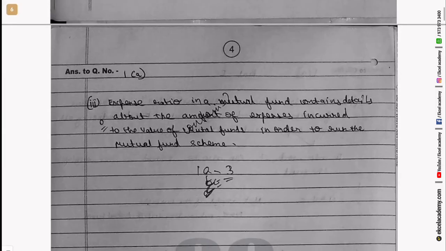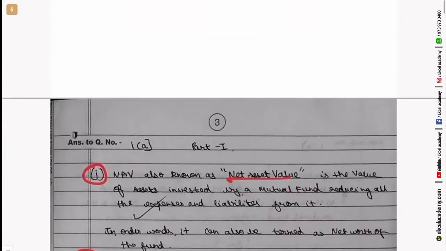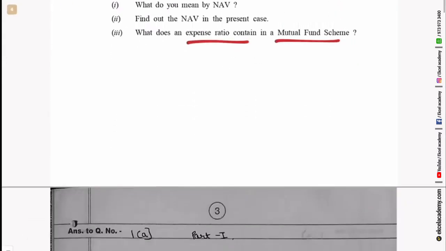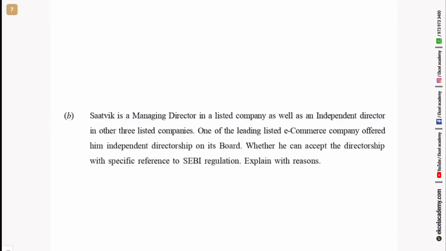So he has got 2 marks over here, but however the third part of the question he did not know. What does expense ratio contain in a mutual fund scheme? That he did not know, so they have given 0. So it doesn't matter. What is correct, they give marks, as you can see.